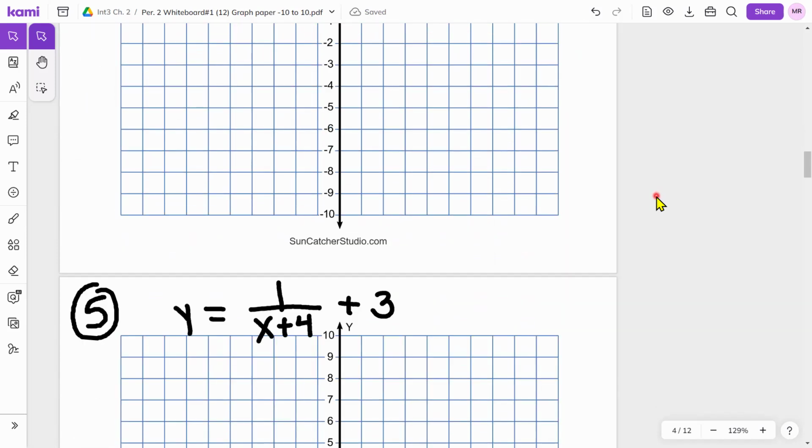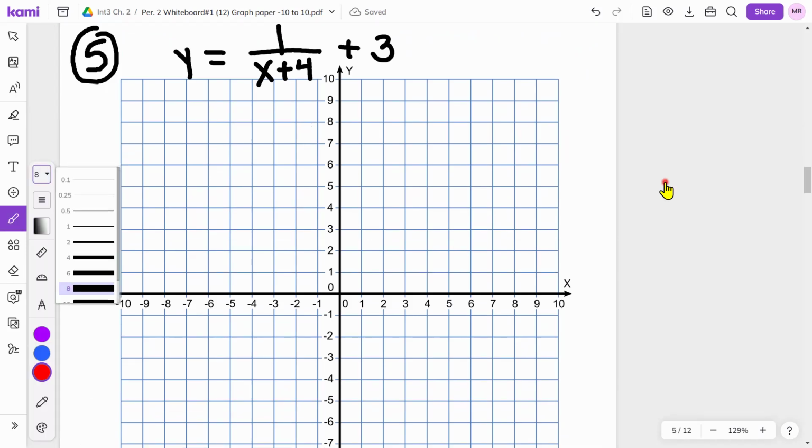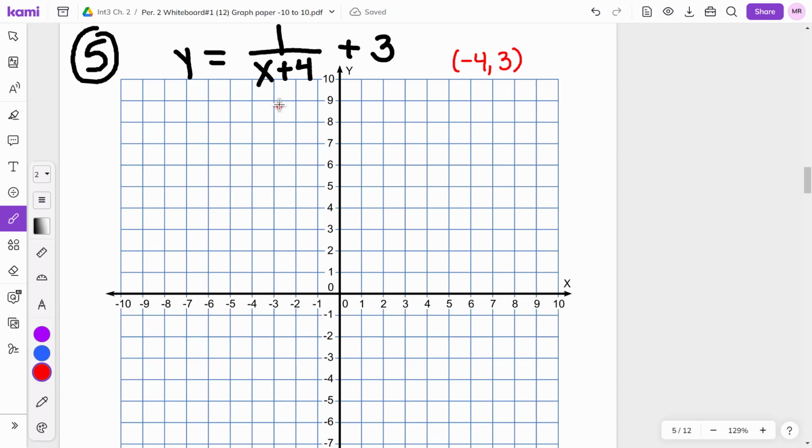Now on number 5, this one is a reciprocal function. And this one's going to have a locator point at whatever makes this denominator 0, because we can never have our denominator be 0. That will make it undefined. So that's going to be -4, and then the +3. Okay, so that's where my locator point is going to be. And when I plot that locator point, -4, 3, is actually going to be where my vertical and horizontal asymptotes are going to go.